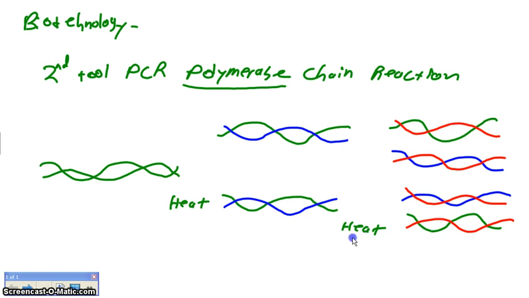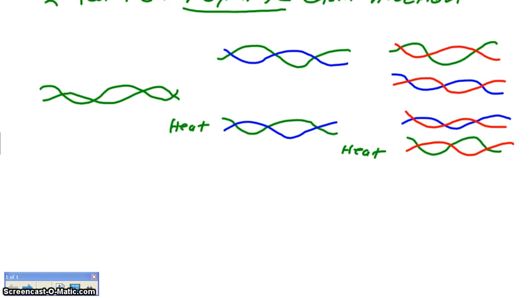So like I said, it'll do this hundreds if not thousands of times until we have millions or billions of copies of the original DNA, which, because we have our base pairing rules and because we're using DNA polymerase, are the exact same as this first copy. So that's our second tool of biotechnology, polymerase chain reaction.